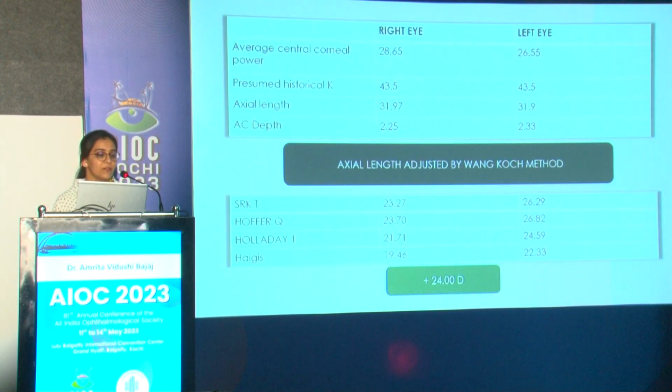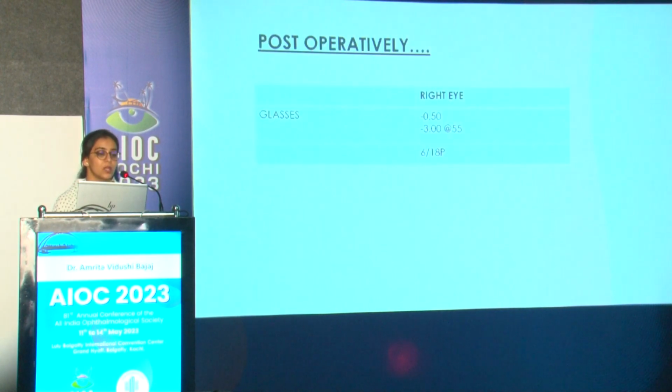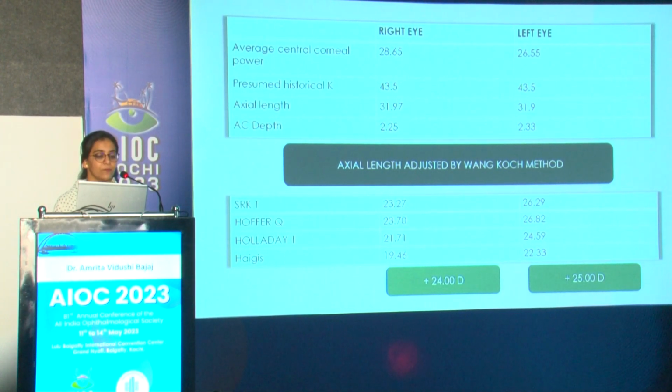So we took the average central corneal K, and we presumed the historical K as 43.5. The axial length was recorded and the AC depth. And now the point is that we have to adjust the axial length with the Van Cox method with different formulas that are there. And with the right eye, we went ahead with 24 diopters of IOL power implantation. Once we implanted this IOL, we saw that in the right eye, we were getting some minus 0.5 of spherical error as well. So when we were planning for the left eye, we went ahead with 25, erring on a little of a lesser correction so that we don't again go for a myopic correction.